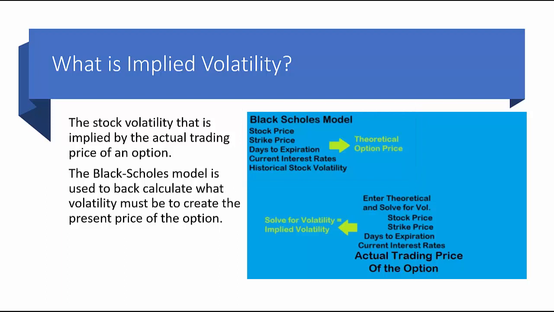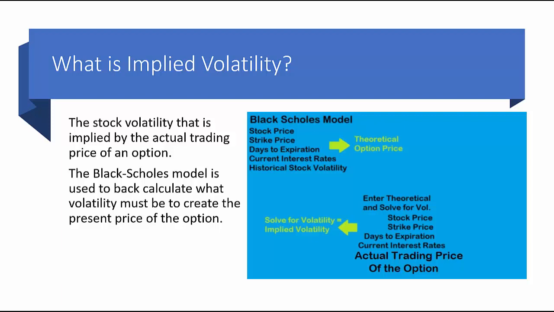But as we know, options don't always trade right at their theoretical value. So the implied volatility essentially takes that same equation, works it slightly backwards to solve for implied volatility. It takes into account the stock price, the strike price, days to expiration, current interest rates, and the actual trading price of the option, and it can be worked backwards to solve for volatility. If that number is higher than the stock volatility, that means you have an implied volatility higher than the stock volatility, and your option might be considered overvalued.